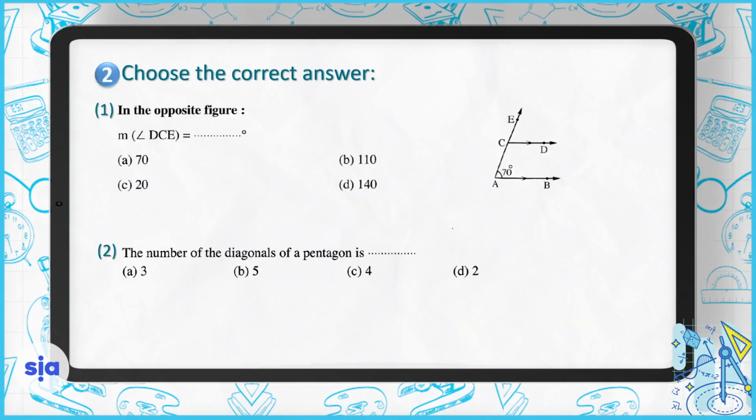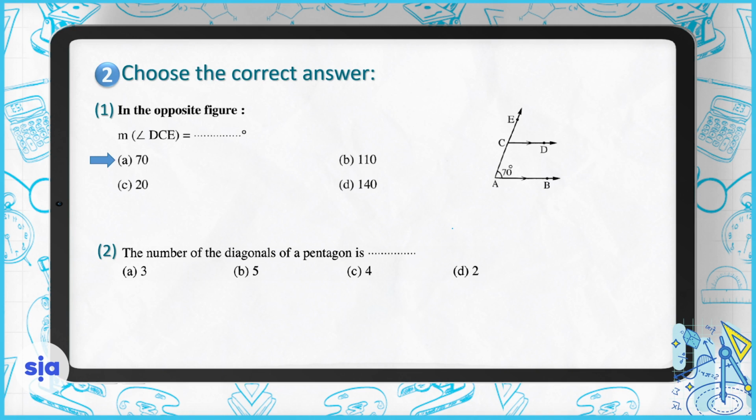Let's now move to another type of question, which is choosing the correct answer. Question 1. What is the measure of angle DCE? As you can see here, the measure of angle DCE is the same as ECD because they're corresponding angles, so it is 70 degrees.